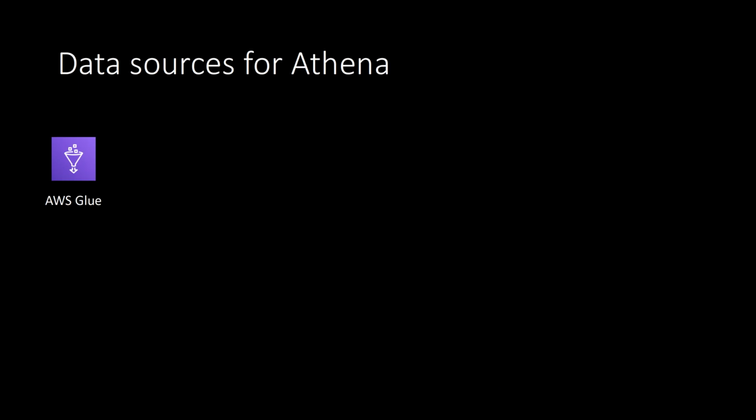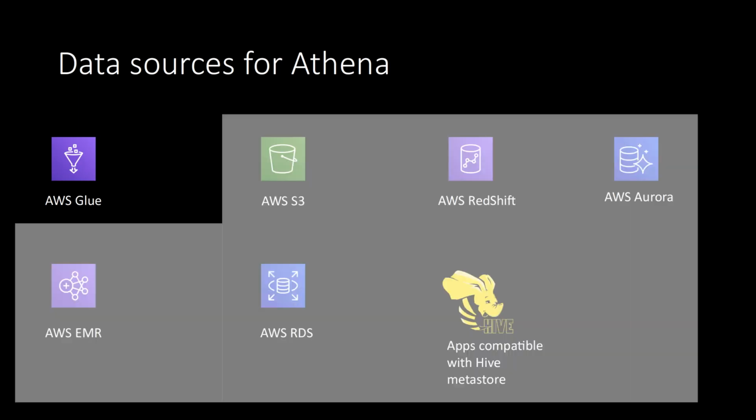Athena natively supports querying datasets and data sources that are registered with AWS Glue Data Catalog. So in regions where AWS Glue is supported, Athena uses Glue Data Catalog as a central location to store and get the table metadata, not only for Athena but for other services as well, like S3, Amazon RDS, Redshift Spectrum, EMR, or any other application that is compatible with Apache Hive Metastore.